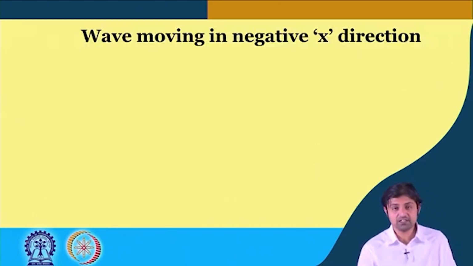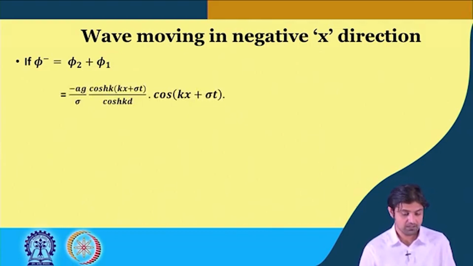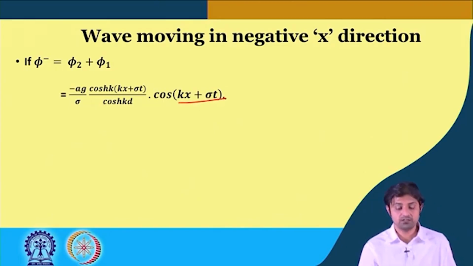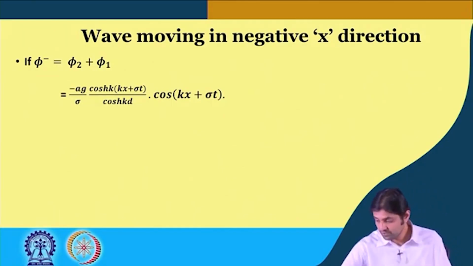Now, if there is a wave that is moving in the negative x direction, then we can simply write the velocity potential as phi minus, which is phi 2 plus phi 1, and then we will get, with a minus sign, minus a g by sigma cosh k(z plus d) into cosh kd, with cos of kx plus sigma t instead of kx minus sigma t. So, this is a different waveform.